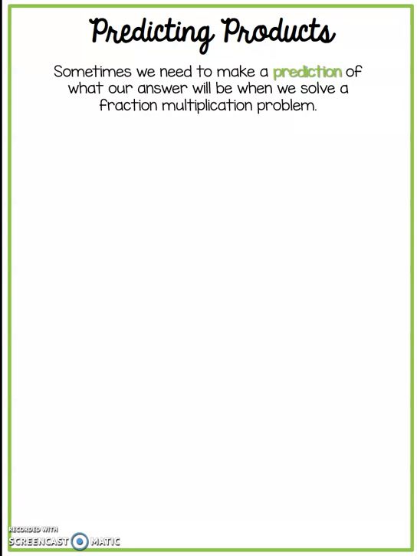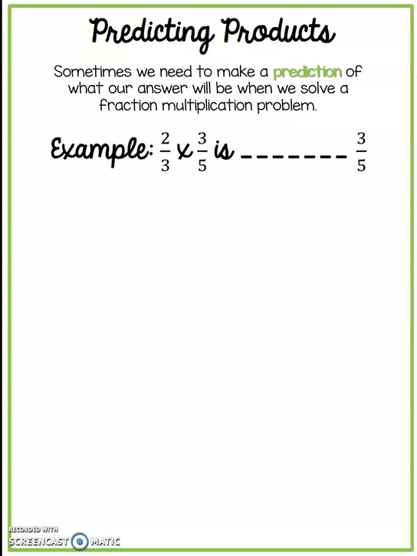First, we know estimating is always helpful to allow us to check and see if the answer that we get is reasonable. But we also might be asked to make a prediction because we're trying to do a comparison. For example, you might see a question like this. 2/3 times 3/5 is blank 3/5. In a question like this, you're trying to see if the product of 2/3 times 3/5 is greater than, less than, or equal to 3/5.